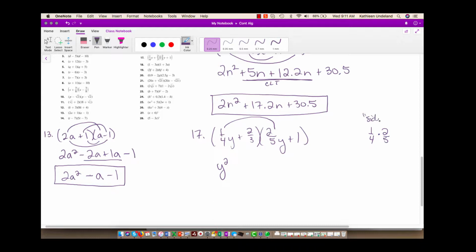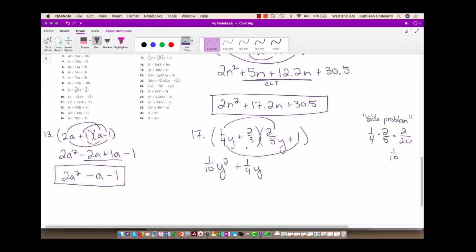So don't forget about our side problem over here. Top times top and bottom times bottom. And that can actually be reduced to 1/10. So I have 1/10 y squared. Now I do the outsides. Ooh, I love that it's plus 1 over here because that means I'm just going to have 1/4 y still, because when I multiply by 1, nothing changes. It's even positive 1. So again, awesome.